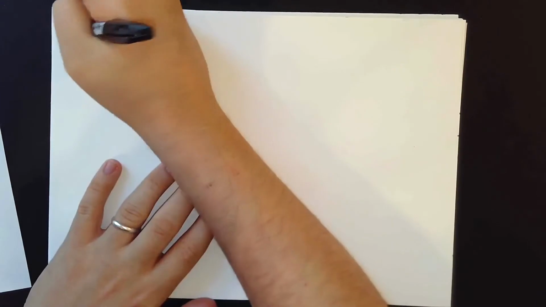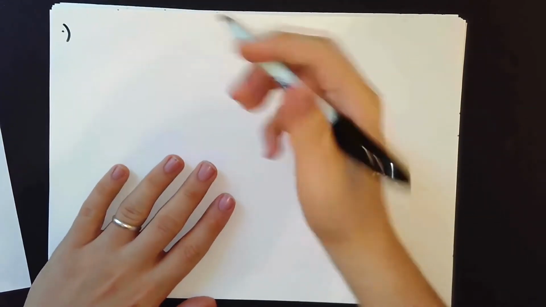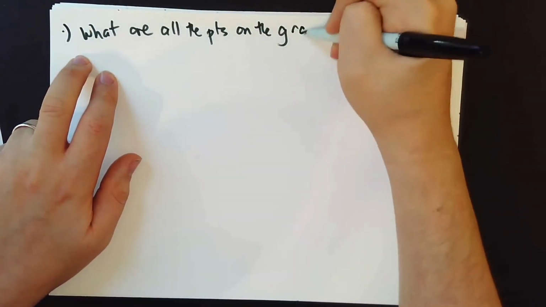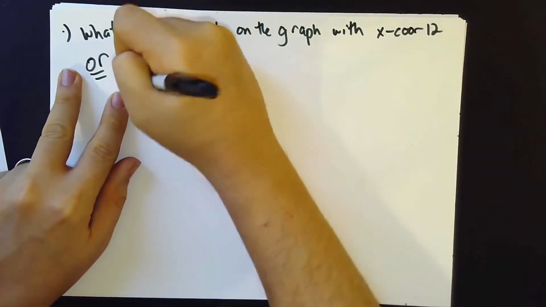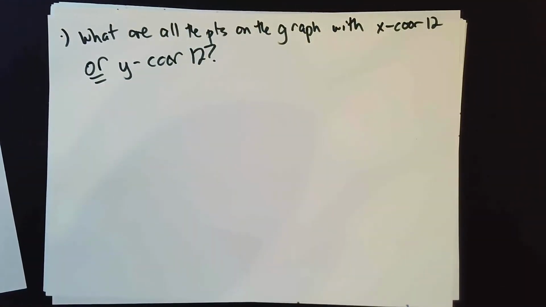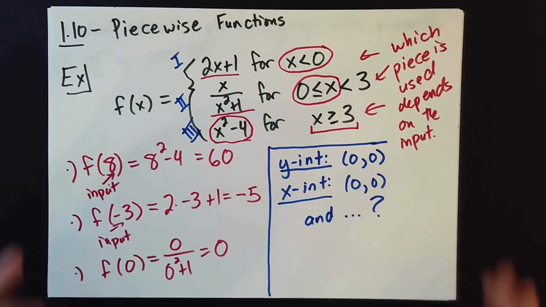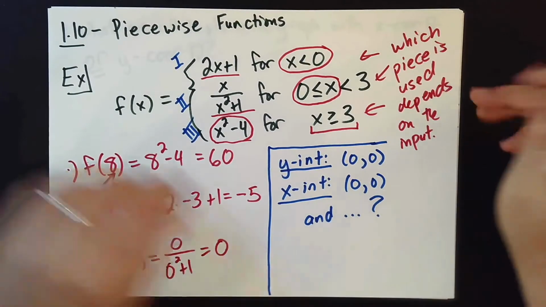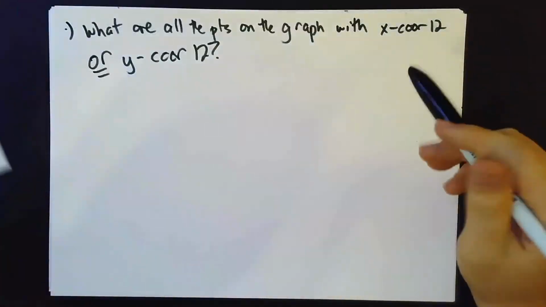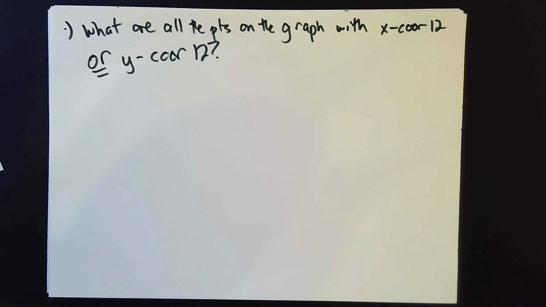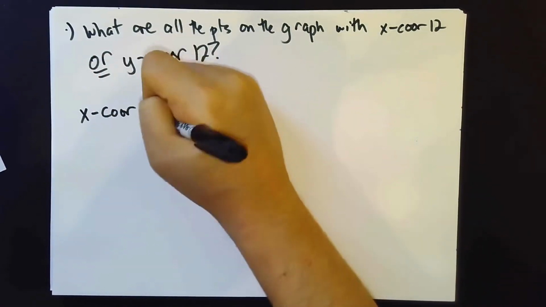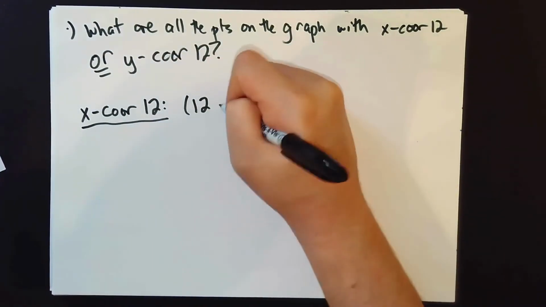Now, we can play all the same games with a piecewise function that we could with any of the other functions. So I could ask you, for this same piecewise function, what are all the points on the graph with x-coordinate 12 or y-coordinate 12? Remember, I am still talking about this same example. Okay, so let's first do x-coordinate 12. So that means the point looks like (12, something).